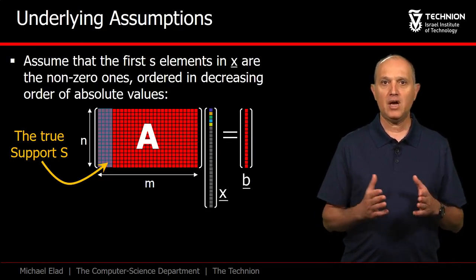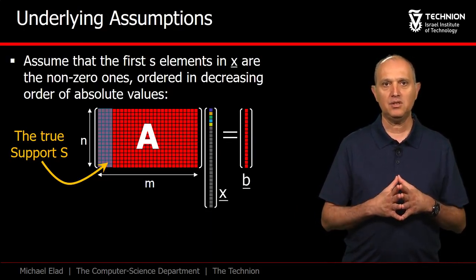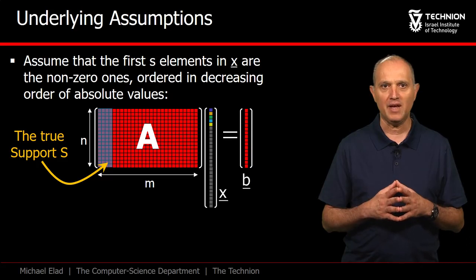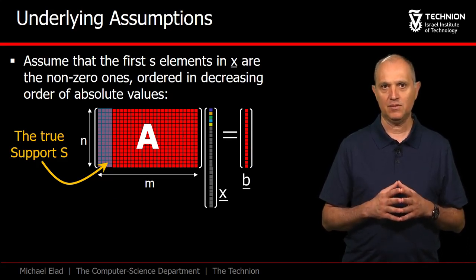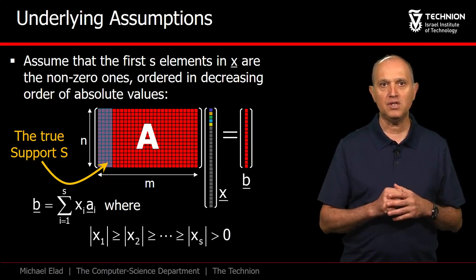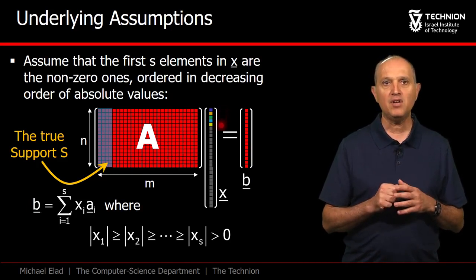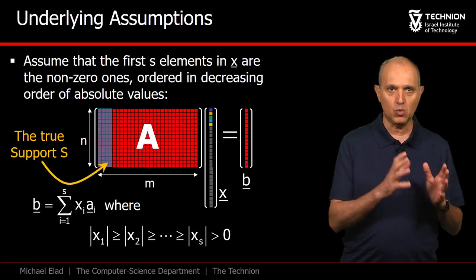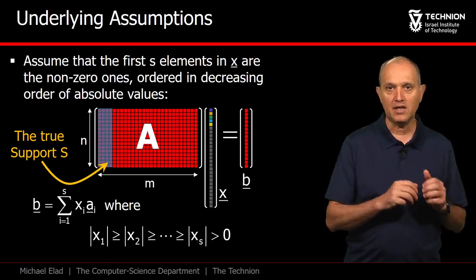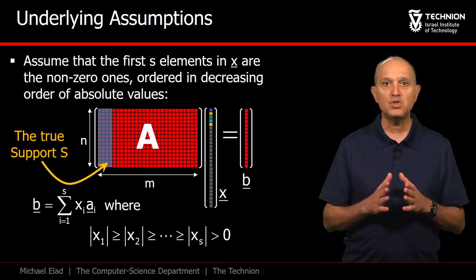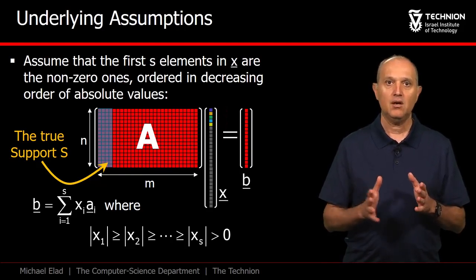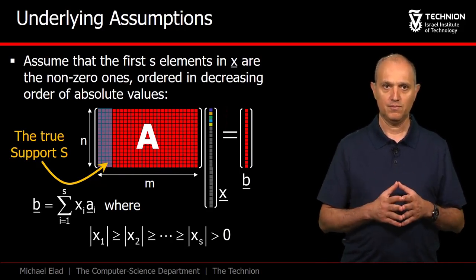In order to simplify our analysis and notations, let's assume that the true support of the unknown x is concentrated in the leading S elements of this vector. Let us further assume that the non-zeros in these locations are given in an ordered way, such that x1 is the largest in absolute value, x2 is the second largest, etc. Note that these assumptions lose nothing of the generality of the treatment that is about to follow.